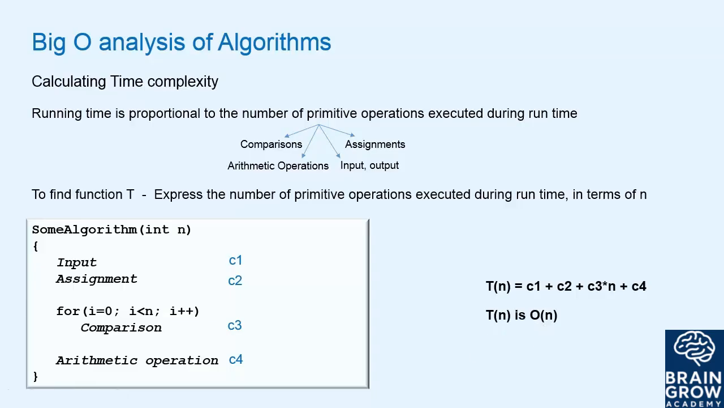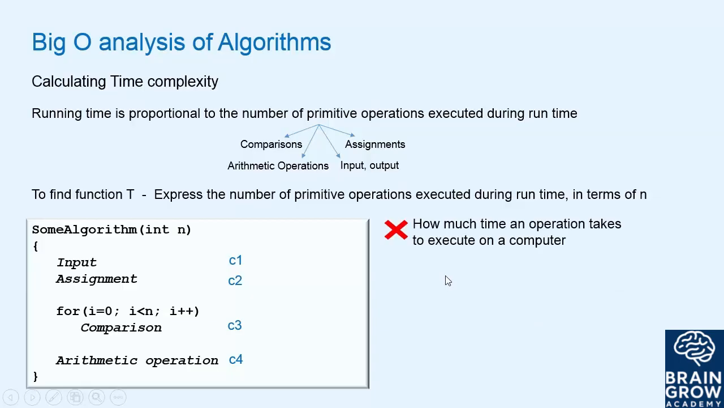So in our big O analysis, we can ignore all the system dependent constants and therefore this method allows us to analyze algorithms in a way that is independent of the computer. In asymptotic analysis, we are not interested in how much time an operation takes to execute on a computer. We are interested in how many times that operation is executed. So the exact computation of this function t is not necessary.